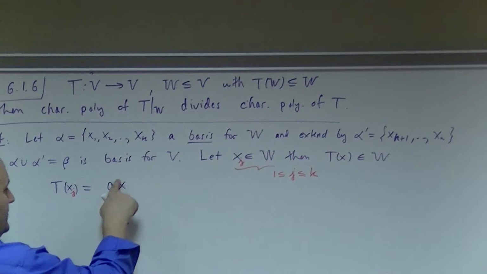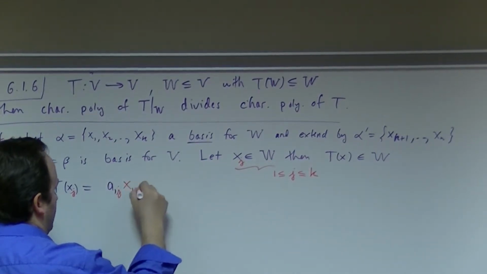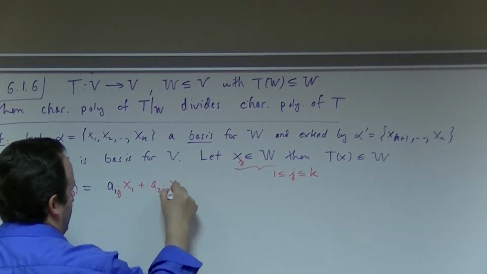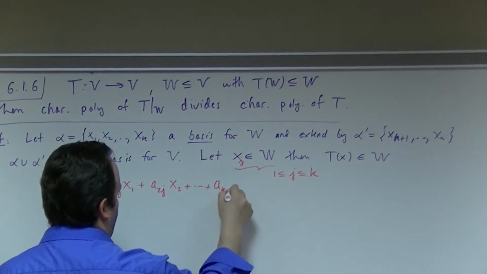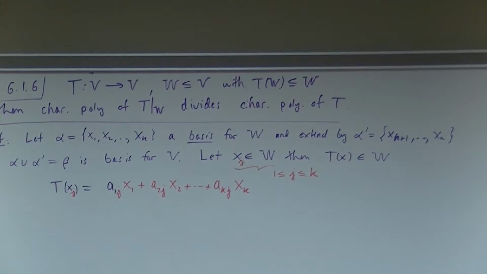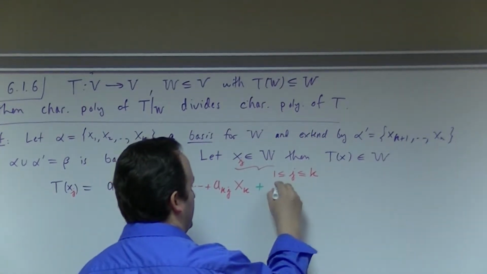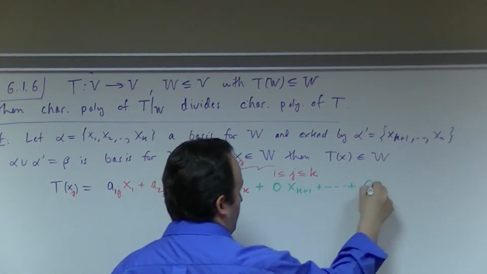So T of x_j has to be equal to something like a_1j x1 plus a_2j x2 plus and so on, plus a_kj xk, because it's in the span of alpha. But just to be a little bit more blatant about it, plus how many of xk plus 1? It's 0 xk plus 1, right? 0 xn's.